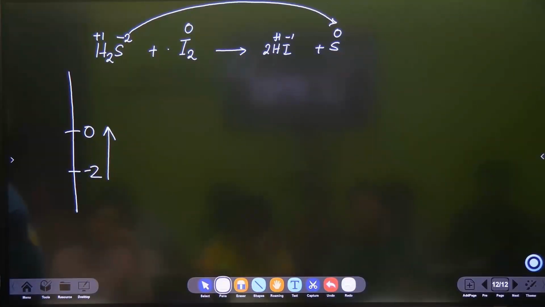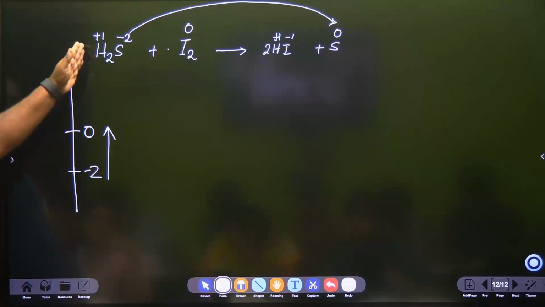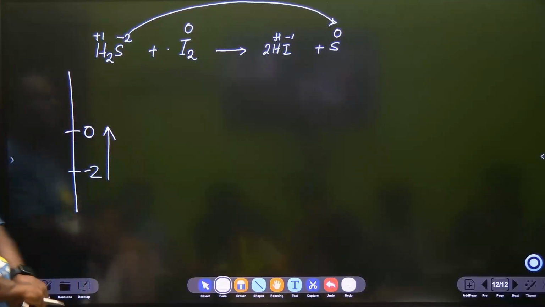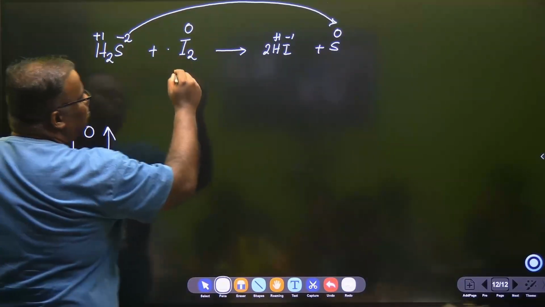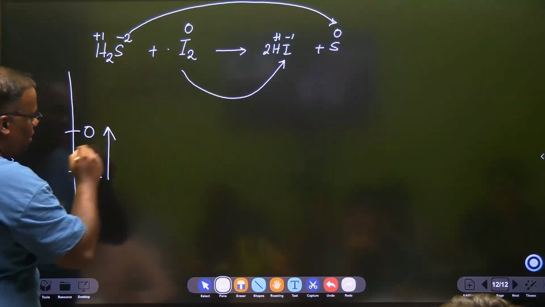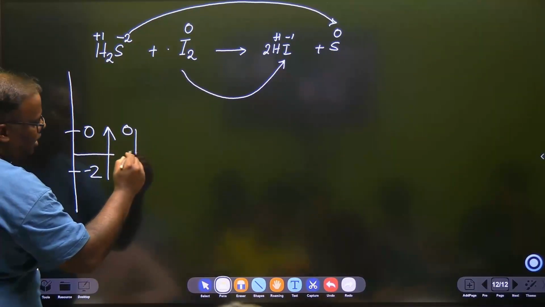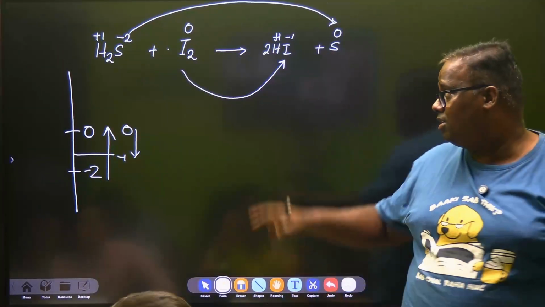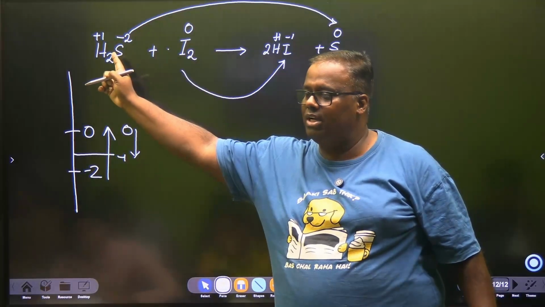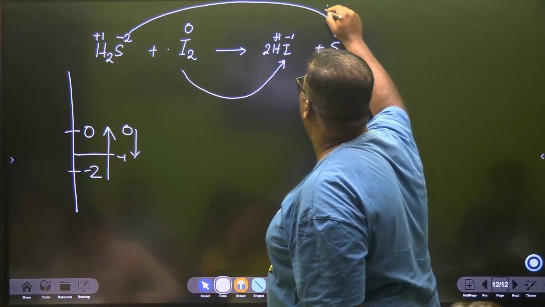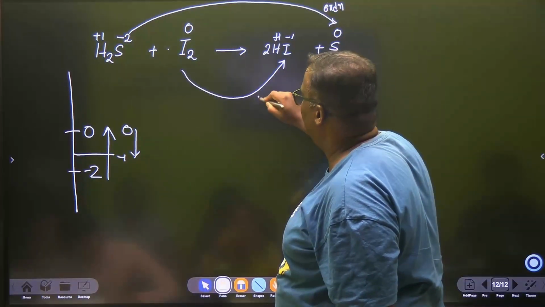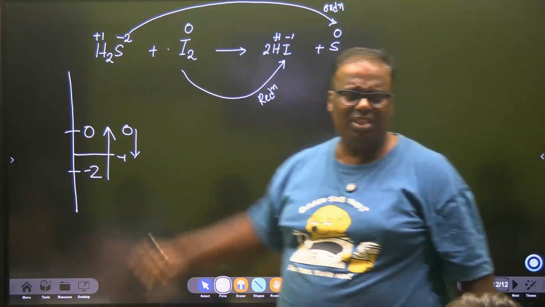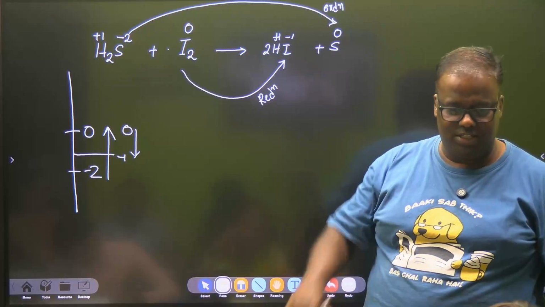Sulfur has got oxidized. Hydrogen did nothing, it is just watching the show, +1, nothing happened to hydrogen. Are you seeing? Interesting thing. Now look at iodine. Iodine from 0 came to -1. So who got reduced? Iodine. Who got oxidized? Sulfur. But in grade 10 you will write it as H2S. This is your oxidation and this is your reduction. Tell me who is the reducing agent? H2S. The one with hydrogen is the reducing agent.